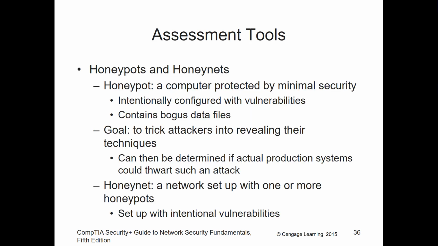Moving on, we have what's called a honeypot and honeynets. A honeypot could be a device that's protected by minimal security intentionally and might have bogus data. Basically, you make it a soft target so that if someone breaks into your network, they can go after this instead of actual machines. The goal is to trick the attackers into revealing their technique so you can defend against them. A honeynet is a fake network that's set up. Again, that's a little bit softer than everything else, so that the attacker will go after that instead of the real network.